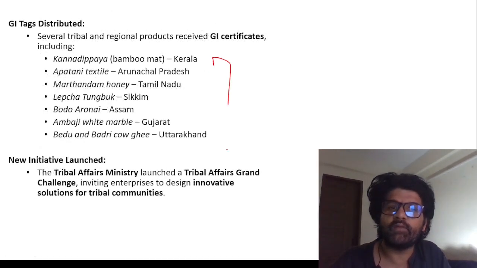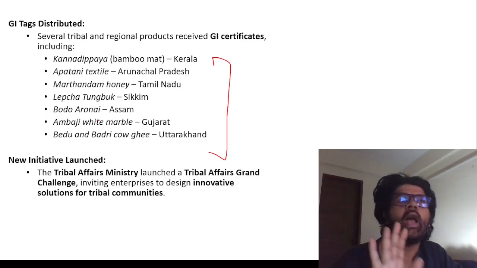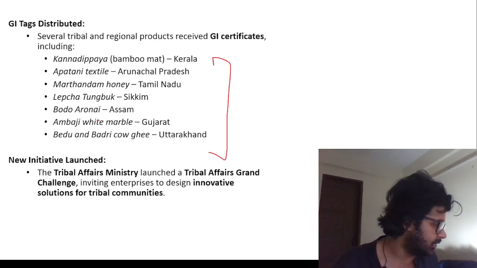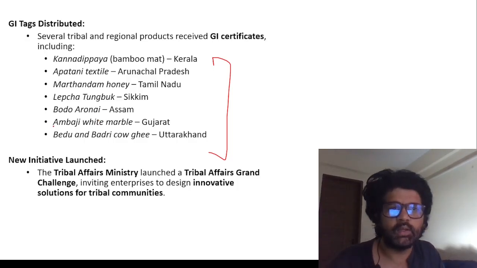GI tags, remember all of them, guys. Paste it on your wall and look at it like you look at your girlfriend's image or whatever. Monica Bellucci's and Angelina Jolie, Brad Pitt and all. So you have to have a look at them.